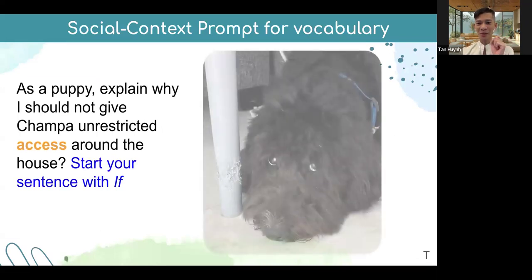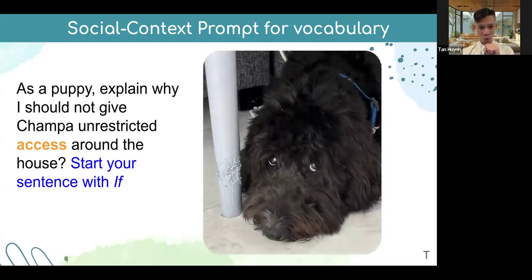And here's mine. This is my actual puppy. He's over here in the corner. His name is Jumpa. He's a rescue, but more like he has rescued me. So my question for my class is, as a puppy, explain why I should not give Jumpa unrestricted access around the house. Start your sentence with the word if.